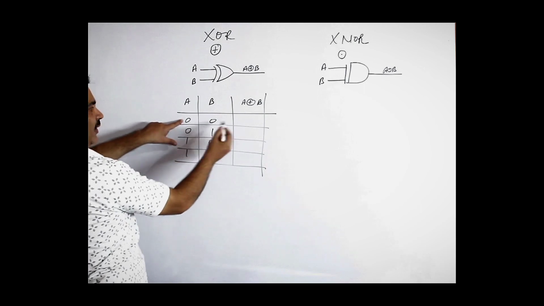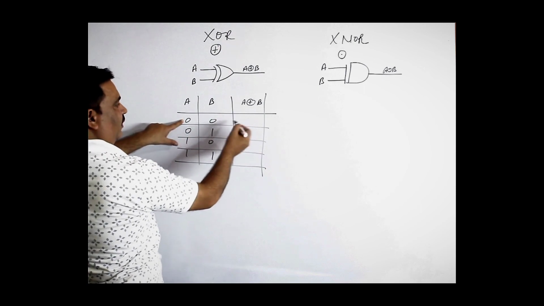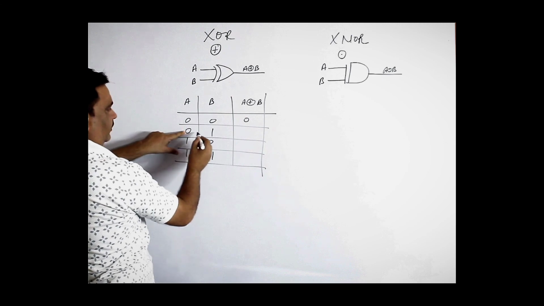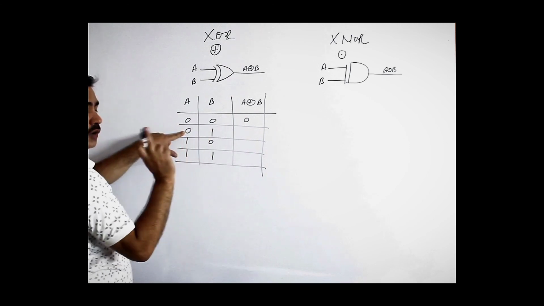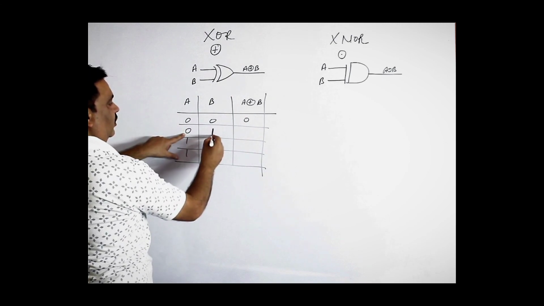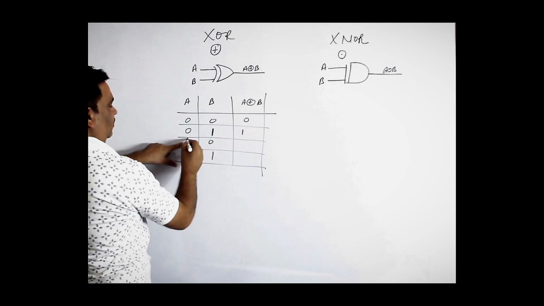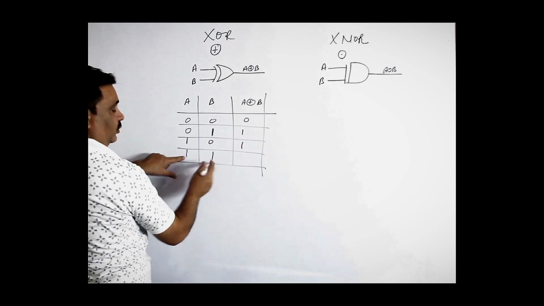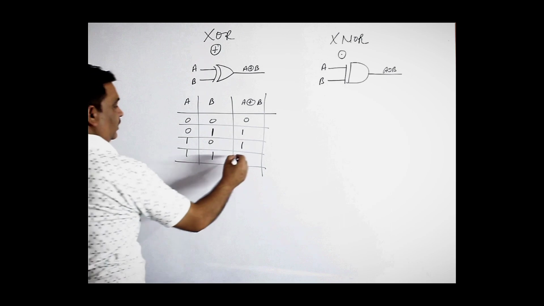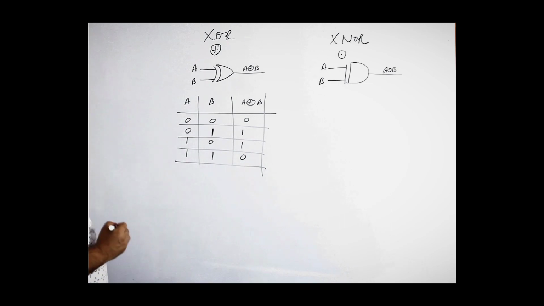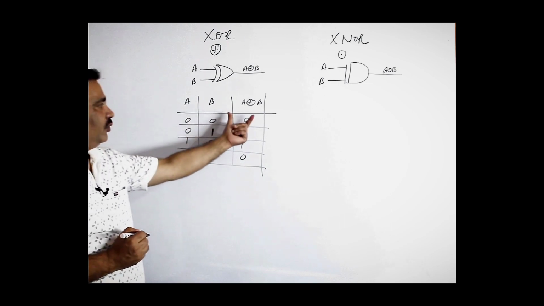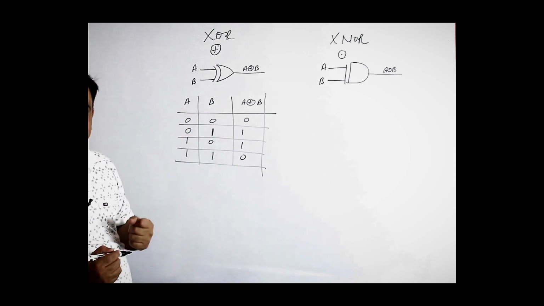Here no one is there, so no odd number of ones are present, so output will be 0. Here in 0 1, the number of ones is 1, odd. Here also the number of ones is 1. Here both are ones, so two ones, an even number of ones, output will be 0. So this is the output column of XOR gate.